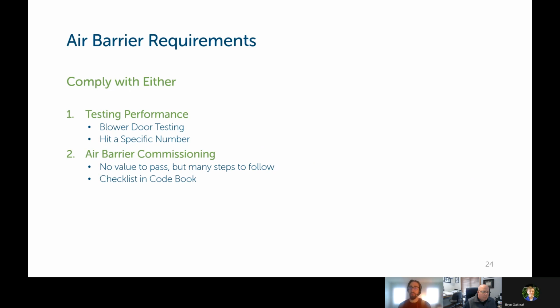So the new air barrier requirements are, you've got two options. You can either do performance testing with a blower door and hit a specific number, or you can do air barrier commissioning where you do not need to hit a specific number, but there's a large checklist in the code book that you need to follow.